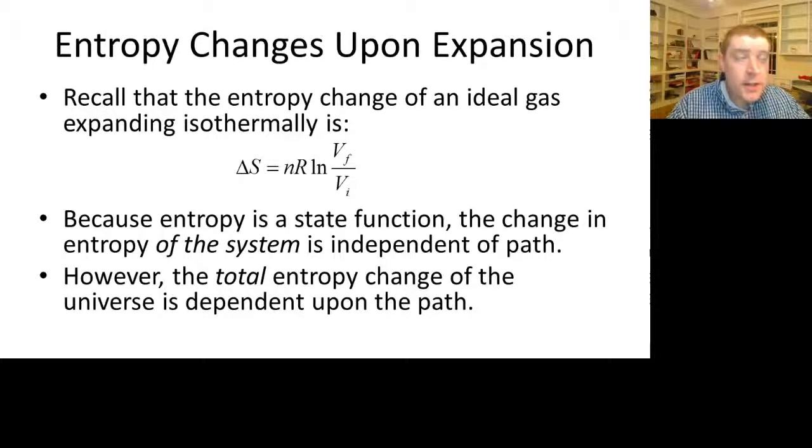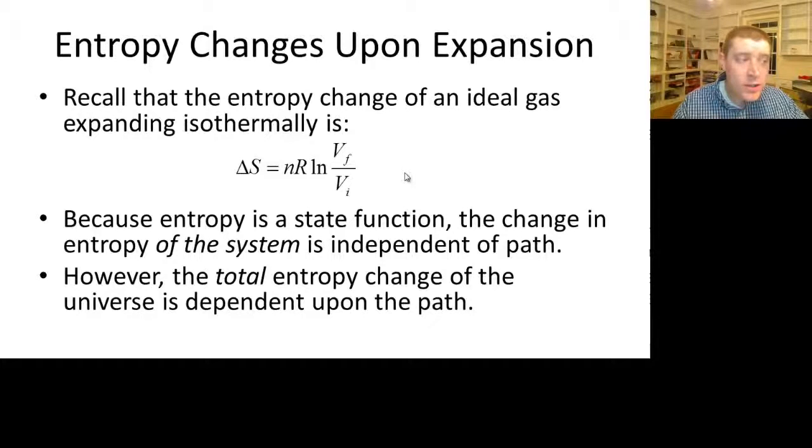Recall that the entropy change of an ideal gas expanding isothermally has this equation here, where the change in entropy is equal to n, the number of moles, times R, the gas constant, times the natural log of the final volume divided by the initial volume. Because entropy is a state function, the change in entropy of the whole system is independent of the path.